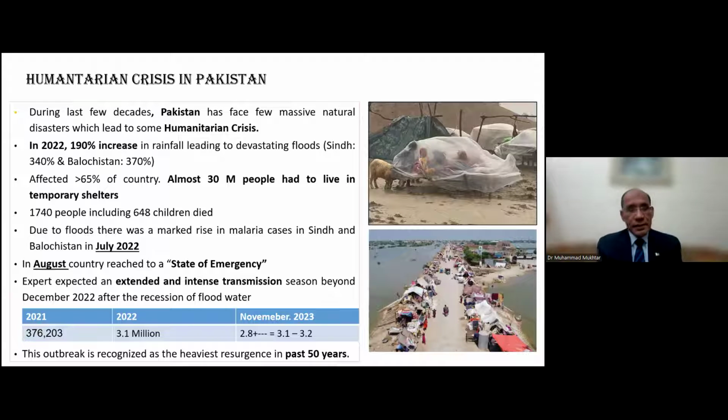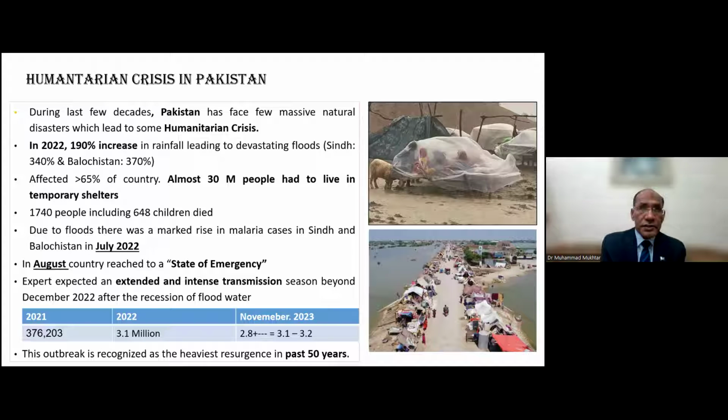During this emergency crisis in the country, almost 1,800 people died, including 650 children. Due to this flood, there was a marked rise in malaria cases in Sindh and Balochistan provinces in July 2022, and the country reached a state of malaria emergency in the month of August. National and international experts expected intense transmission to extend beyond December 2022, after the recession of the flood water.